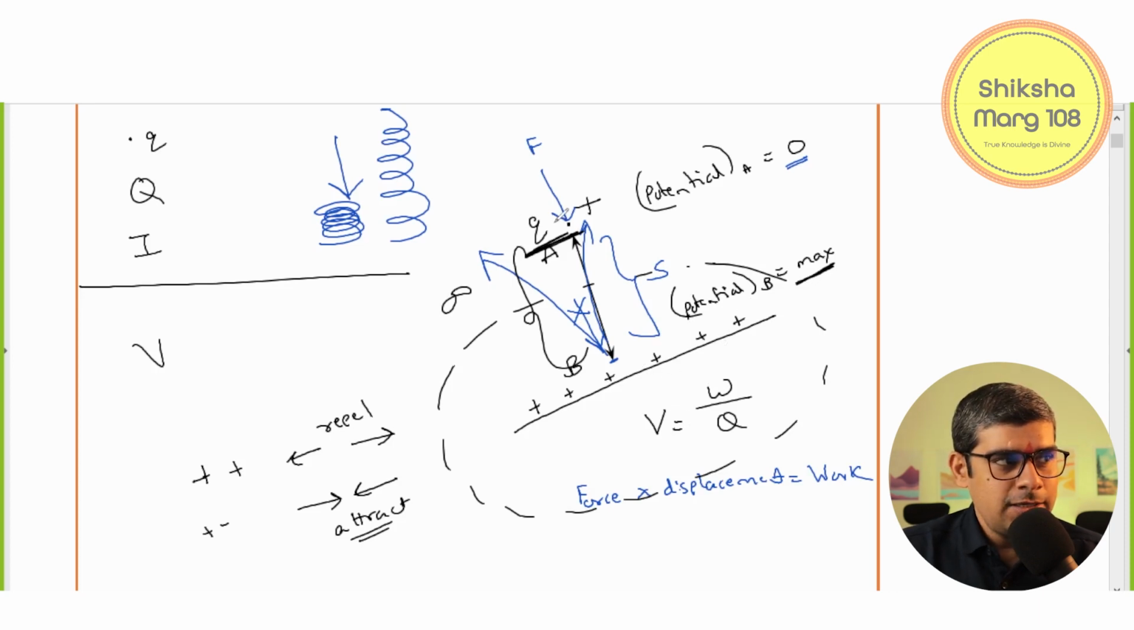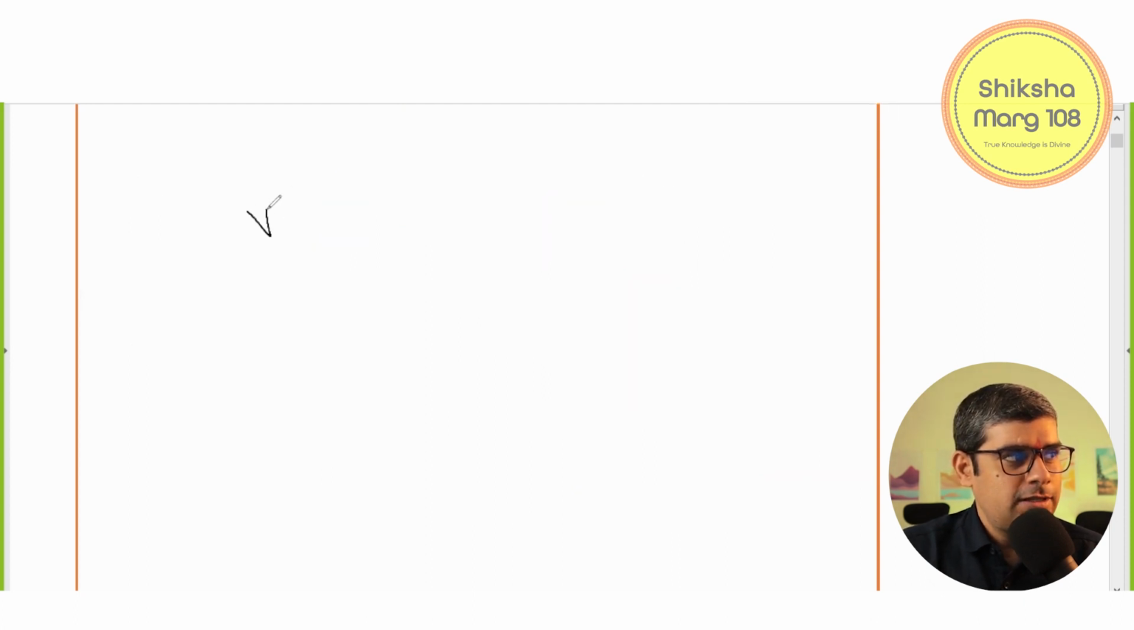So the work done in bringing a charge from infinity to a point inside this electric field is called electric potential. So quite straightforward. It's nothing but given by V equals W upon Q, where W is the work done, and that's per unit charge. Every charge has got some work done on it to bring it from infinity to a point in that field.